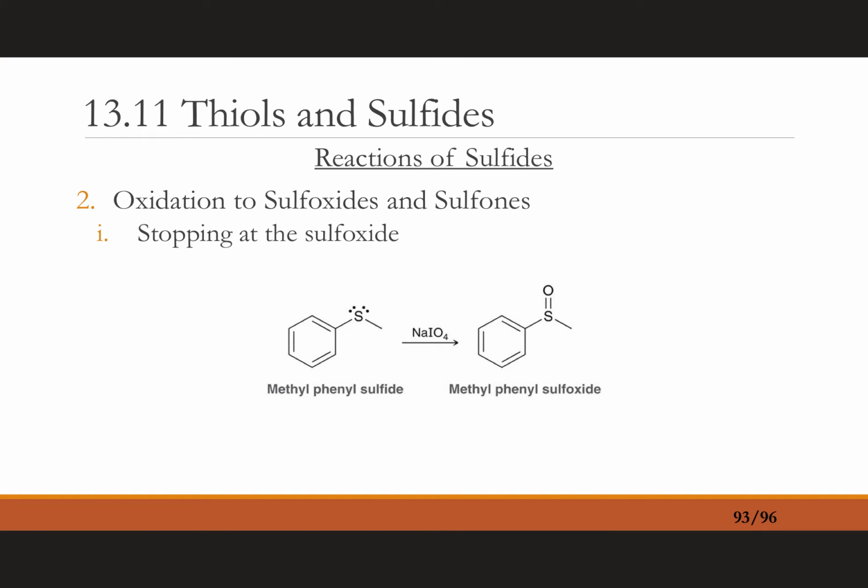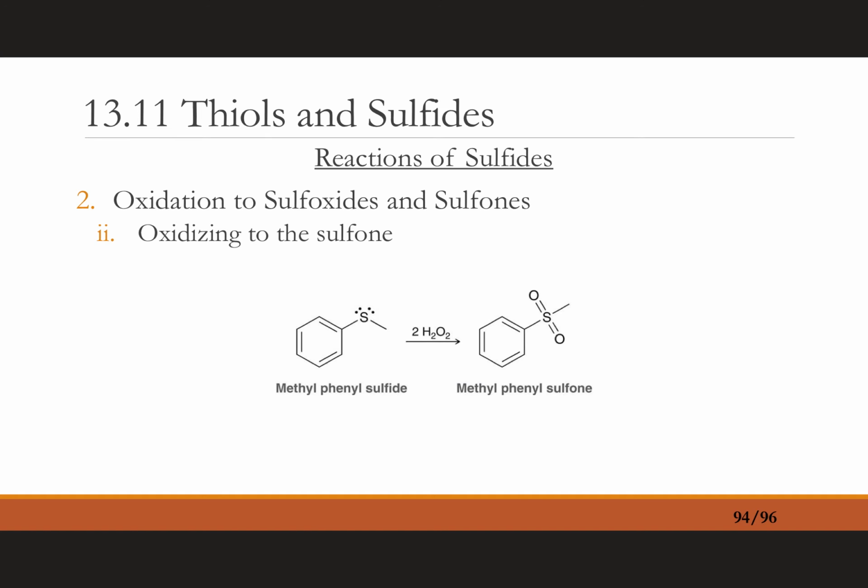If you needed to stop at the sulfoxide, you'd use sodium periodate. And so for the example here, we have methylphenyl sulfide. Again, this would be a common name. You have a methyl group and a phenyl group, so you put those alphabetically, methylphenyl sulfide, and that will oxidize with the sodium periodate to methylphenyl sulfoxide. If you need to go further to the sulfone, you can use something like 2 equivalents of peroxide, and that'll do it. And so methylphenyl sulfide can go to methylphenyl sulfone.